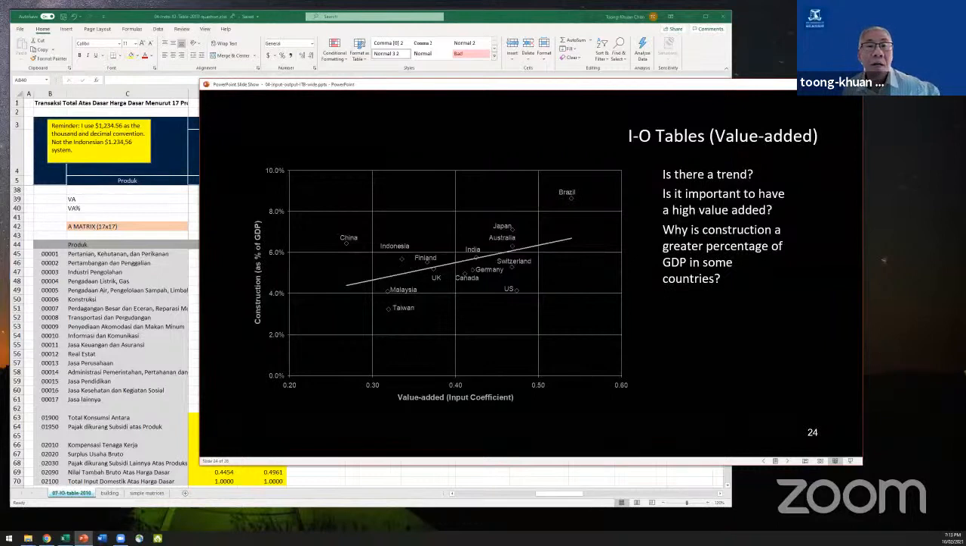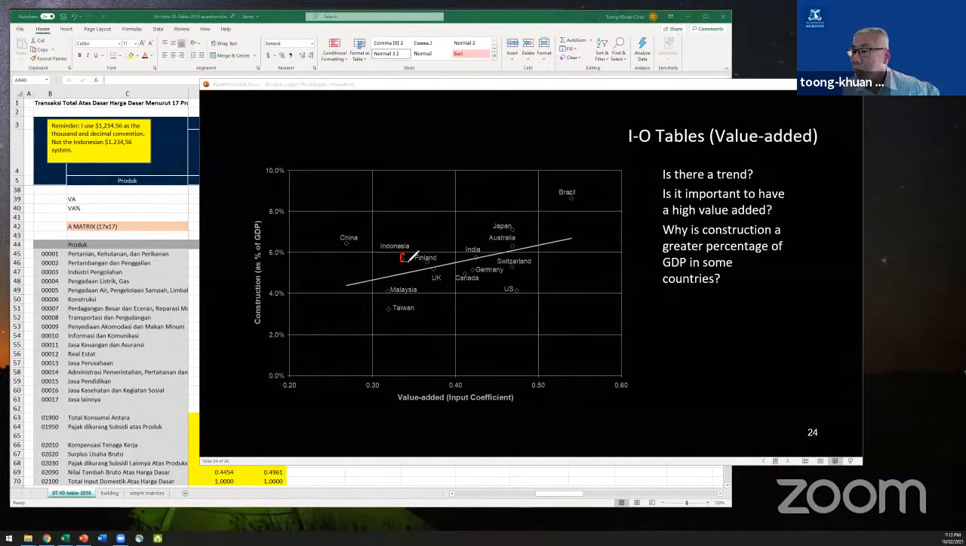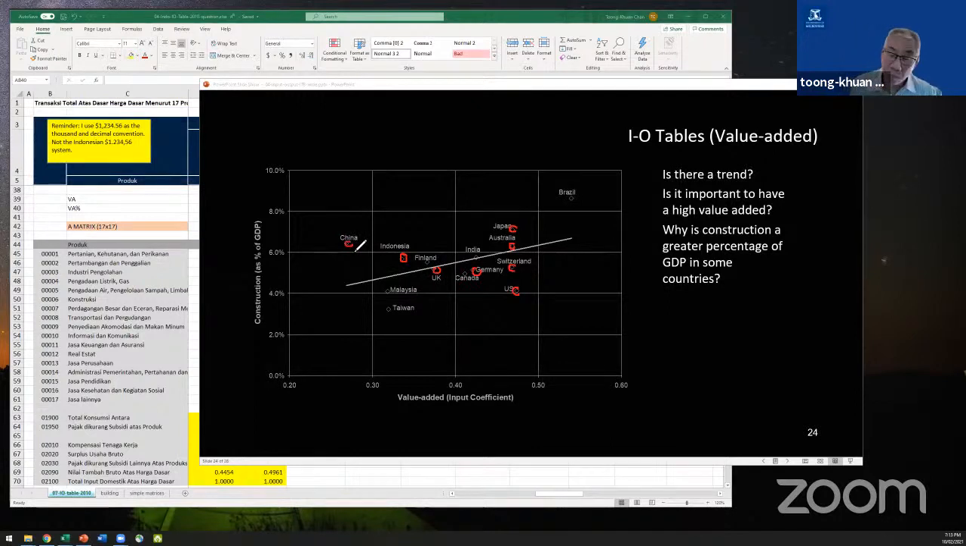Indonesia is out here. This is much older data, I think 2008 data. Indonesia is here. Australia is here. Japan is here. Switzerland is here. USA, Germany, UK, China. So what do you think?